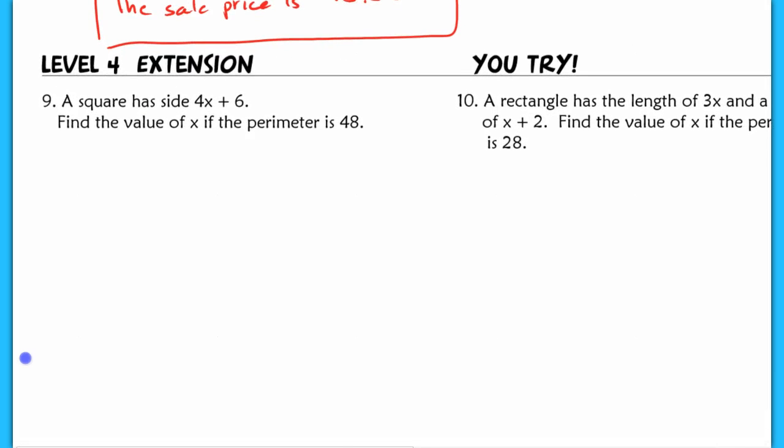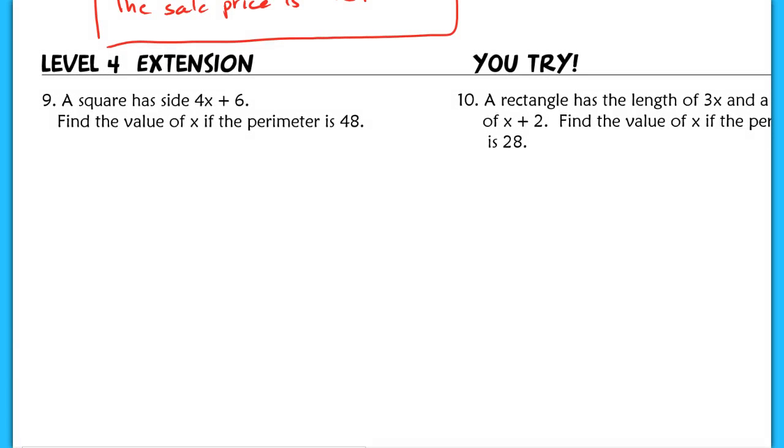Here's another extension problem. It's not a percentage problem. It's actually more of a geometry problem. It says a square has a side of 4x plus 6. Find the value of x if the perimeter is 48.